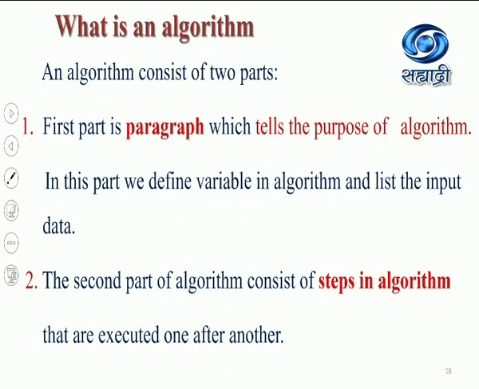Next one, while you are writing that algorithm, it consists of two parts. The first part is called the preamble part. It tells the purpose of the algorithm, and in this part we have to define the variables in the algorithm and list the input data. So this is called the initialization and declaration part. The second part of the algorithm consists of the steps in the algorithm. That is, the actual logic you are going to use to solve that particular definition, you have to mention in the second part. So the first part is the initialization and declaration part, and the second part contains the actual steps of the algorithm.